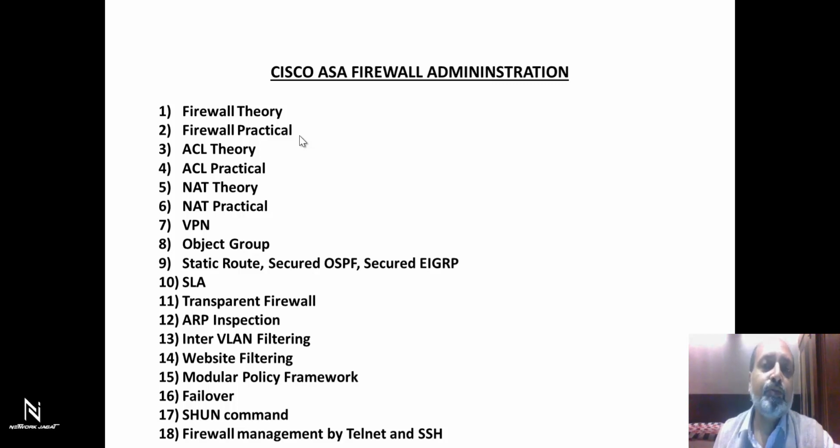Then object group. So what is an object group? In the case of a large firewall system, we need to apply the same policies and the same treatment to several groups, a bunch of entities. Say, for example, we want to provide the same type of security for some 100 networks. In that case, instead of specifying 100 separate policies for all those 100 networks, we can bunch those networks into a particular group and then apply our policy on that group. So this is called an object group.